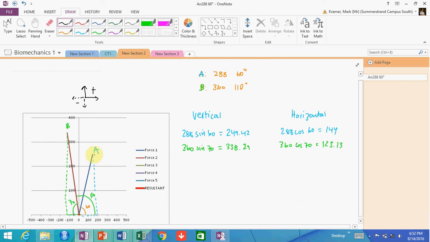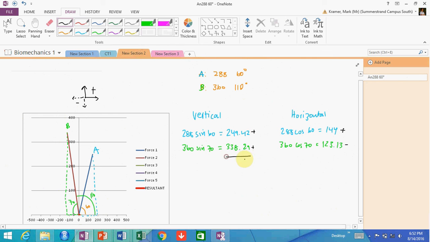Okay, so vector A is acting to the right and up, so its horizontal value is given a positive sign and its vertical component is given a positive sign. Vector B, however, is acting to the left and up, so its vertical component is given a positive value and its horizontal is given a negative value.